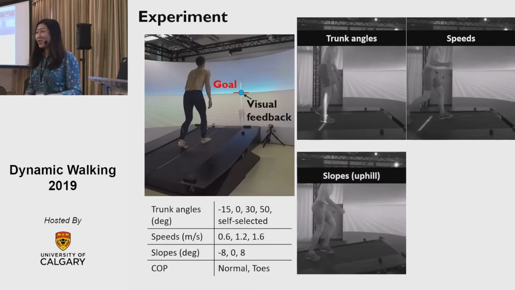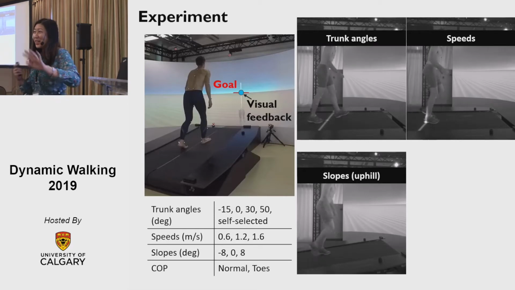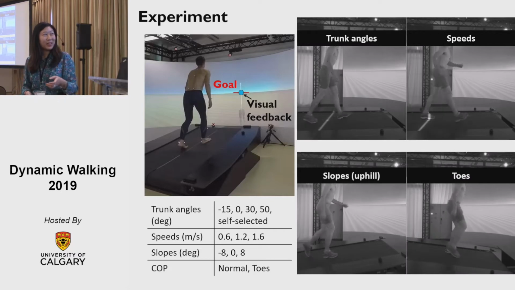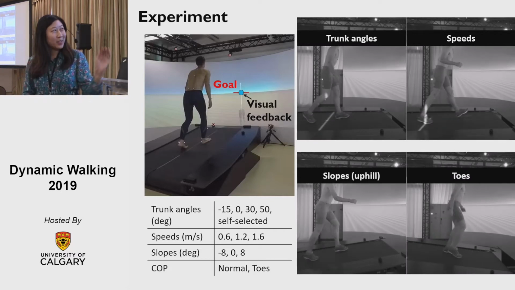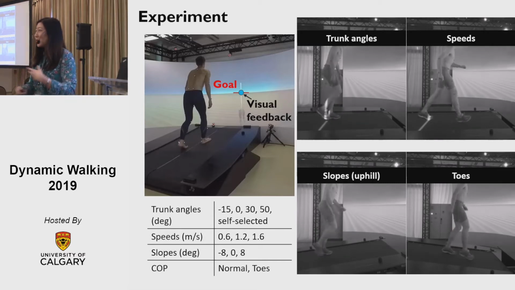We also had them walk on different slopes, uphill, and keep in mind they're still doing different combinations, so they're walking uphill and leaning their trunk forward, for example. And then we had them walk on their toes, which was kind of awkward, I would say. And here this subject is walking downhill but trying to keep on their toes. They're not walking regularly.